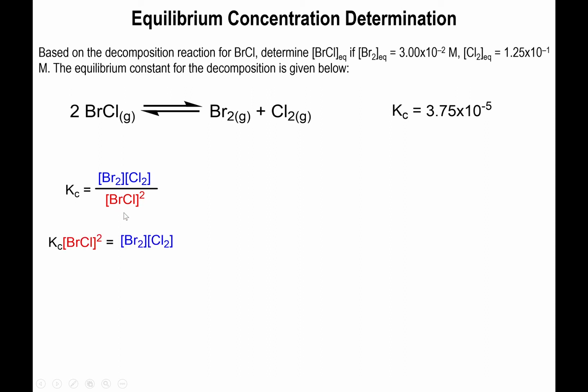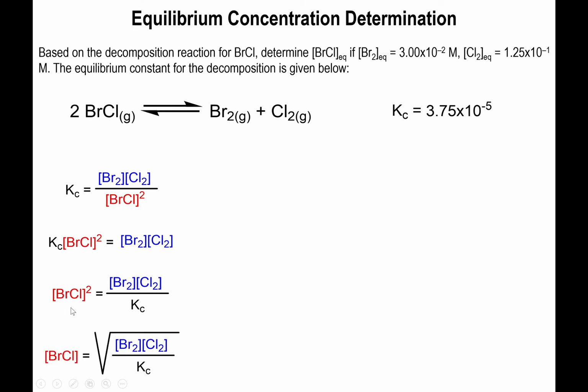So in order to solve for it, what you first need to do is multiply both sides by BrCl squared, right? First of all, we write the expression. That still needs to happen. Once you have the expression, we're going to solve for BrCl. So multiply by BrCl squared, divide by the equilibrium constant, and since you want the concentration of BrCl, you have to take the square root of both sides. All right, so now you input the values.